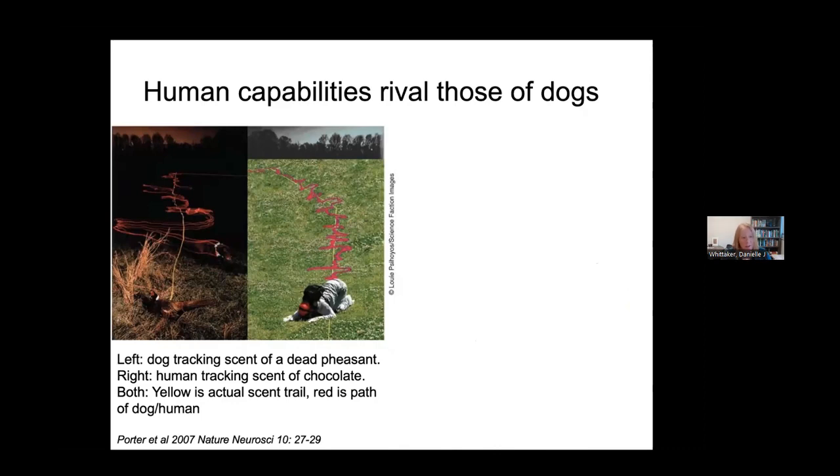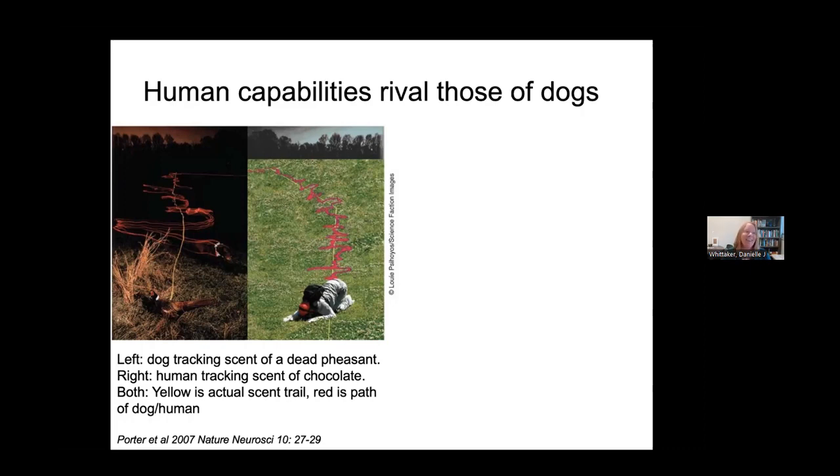And both are showing a scent trail that has been dragged through the grass. On the left is a dead pheasant. The yellow is the path that the pheasant was dragged, and the red is showing the path that a dog took in tracking the scent of the pheasant.